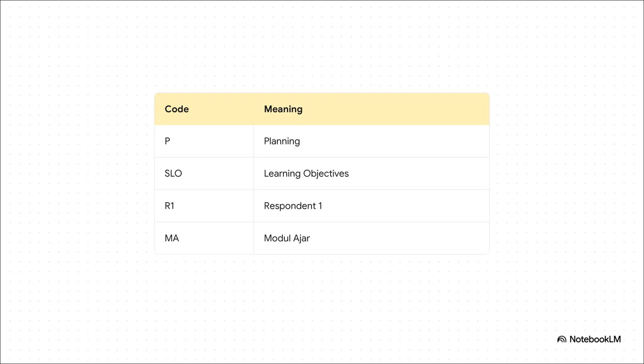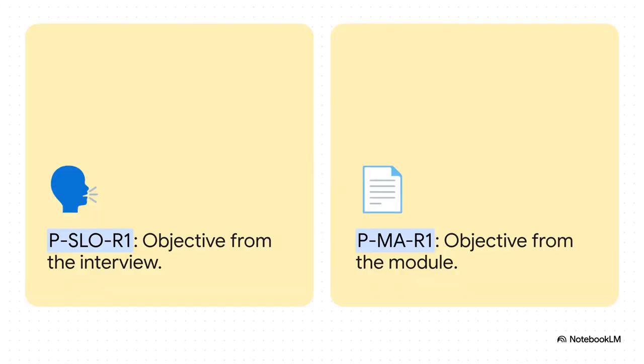It's almost like building a decoder ring for your data. To see this actually in action, let's compare 2 of these codes. Take P/SLR1. This tells the researcher immediately that this piece of data is about planning and selecting learning objectives, and it came directly out of respondent 1's interview.